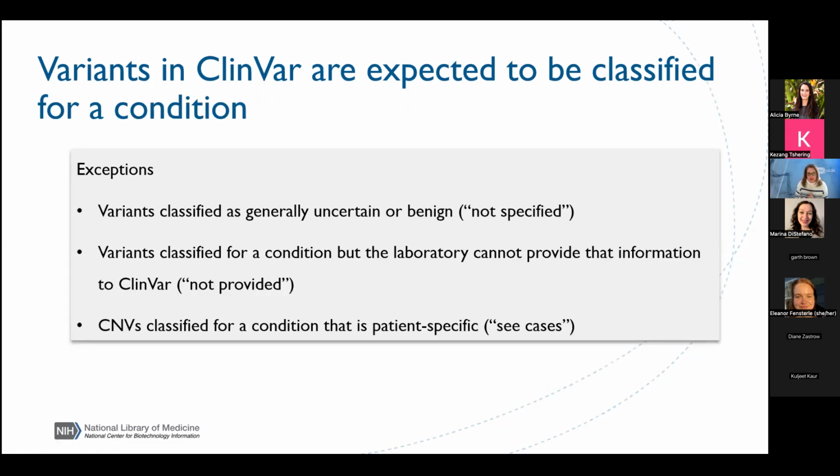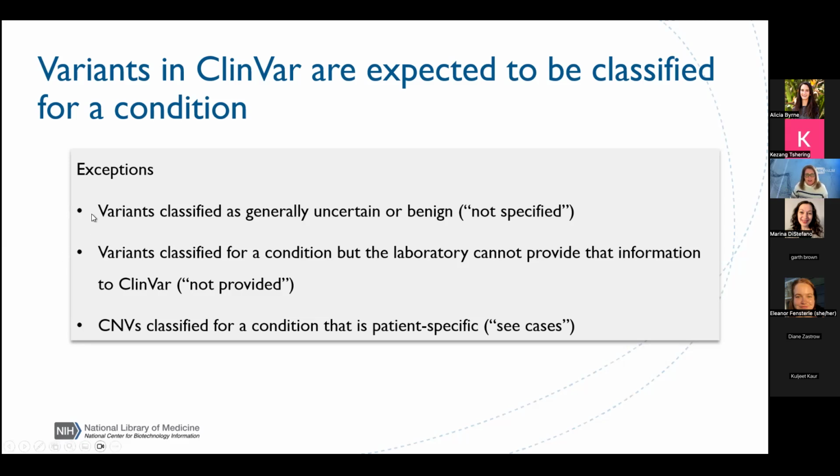So another expectation is that variants in ClinVar are classified for a condition. So for example, the ACMG guidelines specify that when you classify a variant, you should say what disease you're classifying it for. And again, in ClinVar, we do have some exceptions.